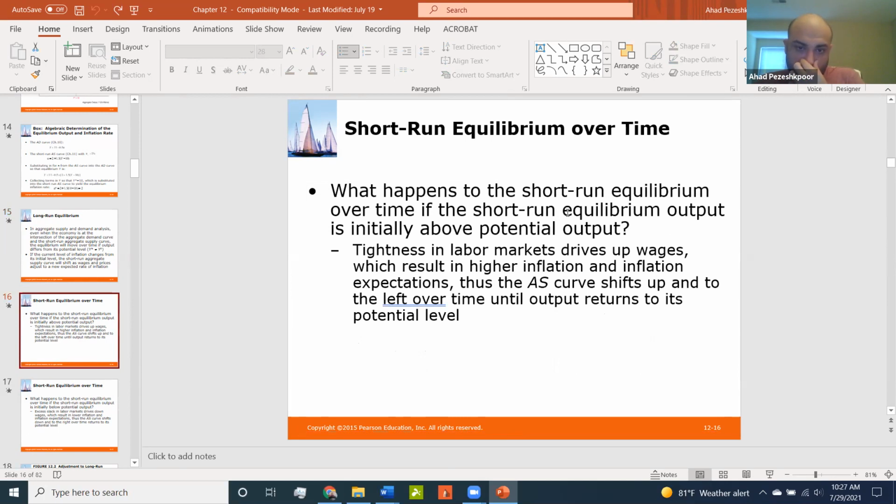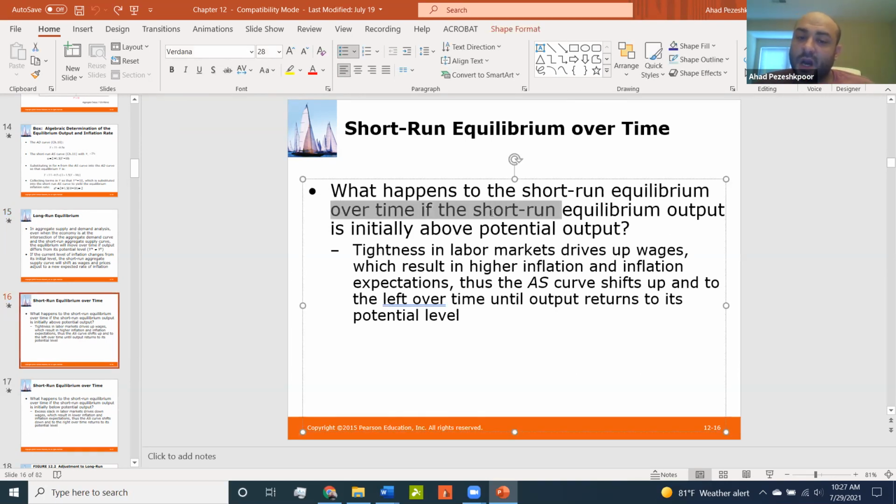What happens to the short-run equilibrium over time if the short-run equilibrium output is initially above potential output? What happens if you are initially above potential output, like in the Vietnam era, when the economy was overheating? Then tightness in labor markets drives up wages. When wages go up, everything that's being produced will become more expensive.